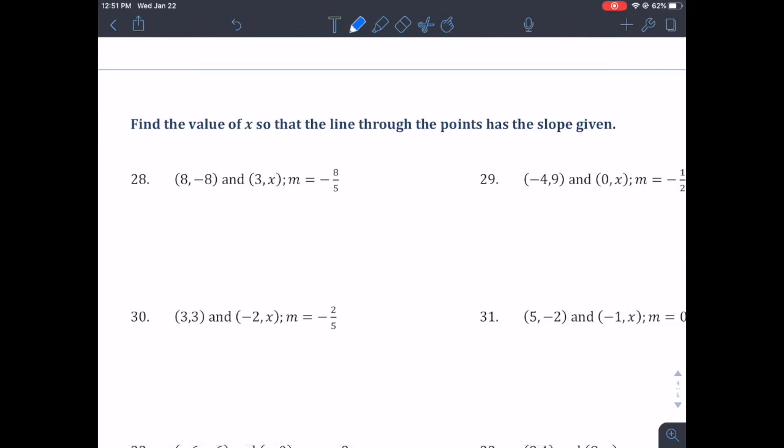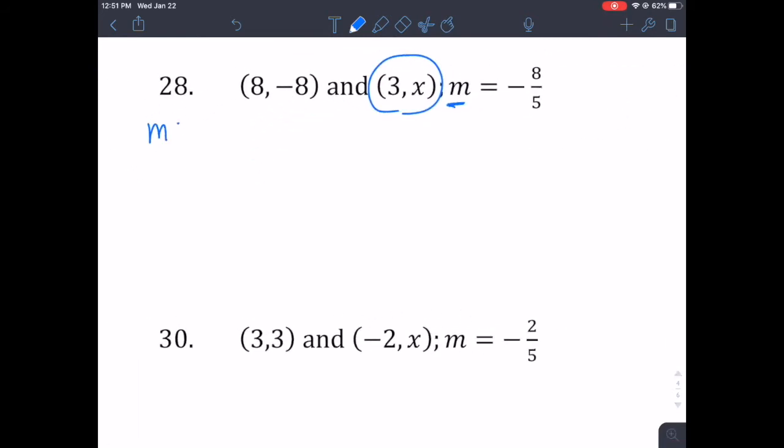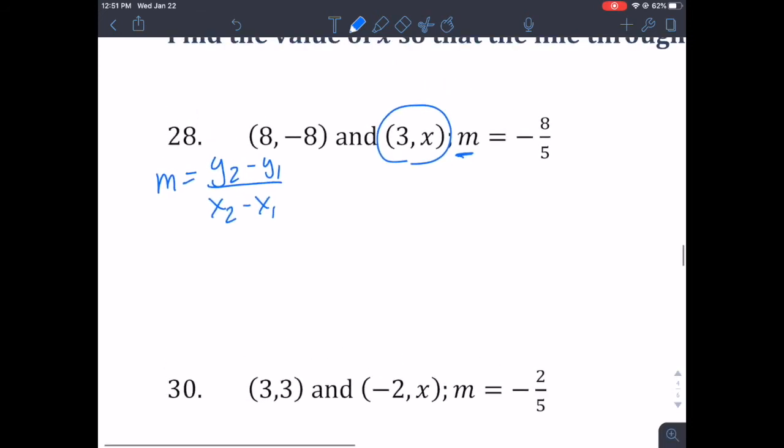What happens if we have the slope, but we don't quite have the 2 points? Look at this point here. It is missing one of its values. It's missing one of its y values. Well, we know our formula is m equals y2 minus y1 over x2 minus x1. In this case, it might be really helpful to label x1, y1, x2, y2. All right, so we can plug everything that we know in.